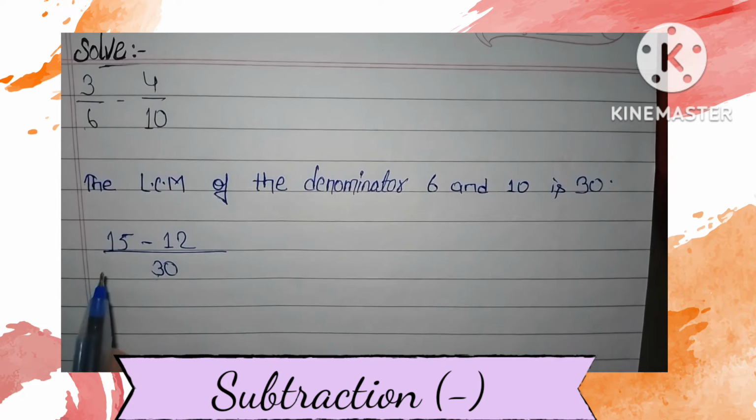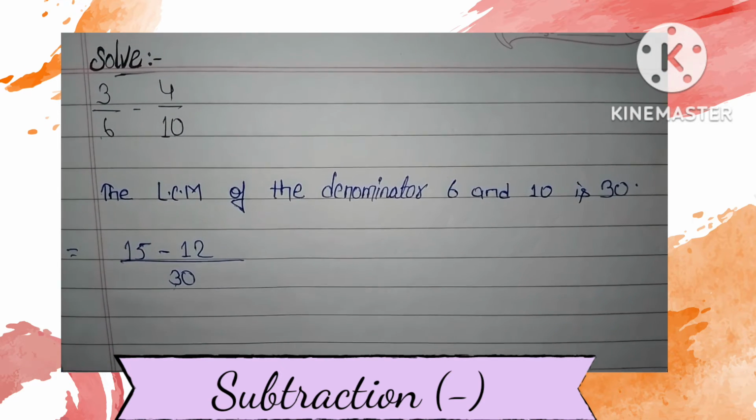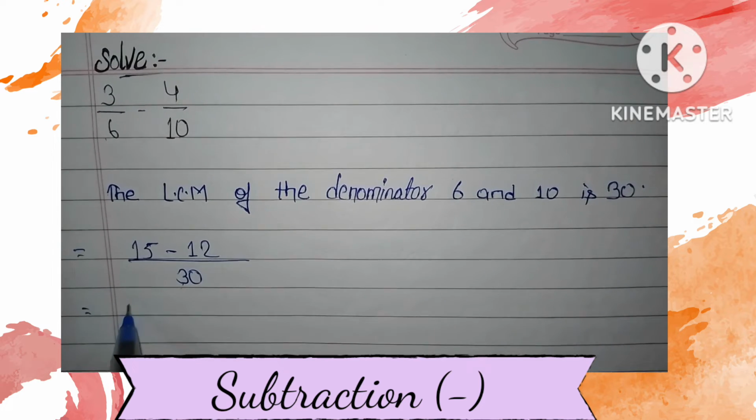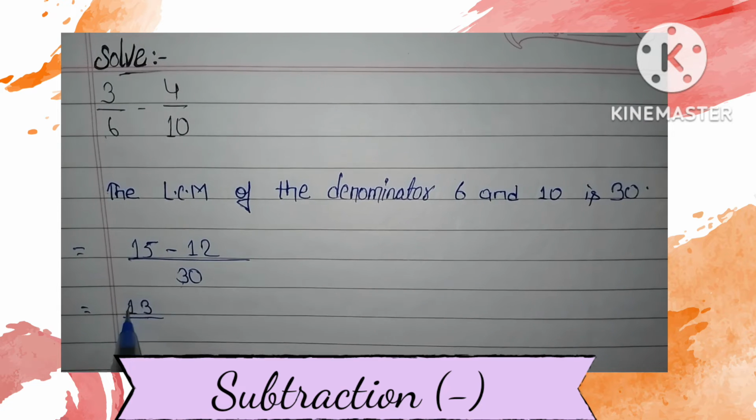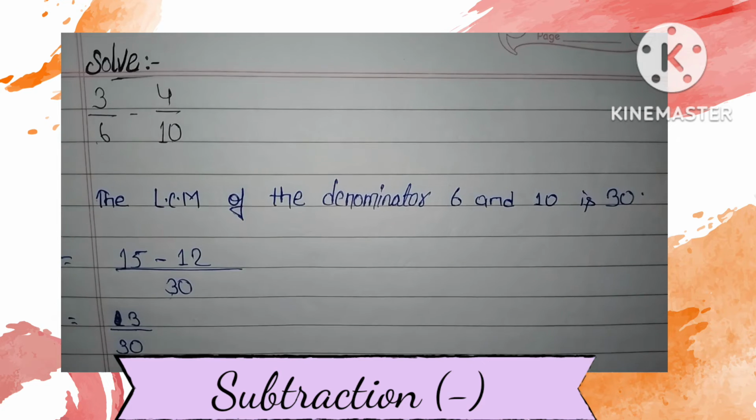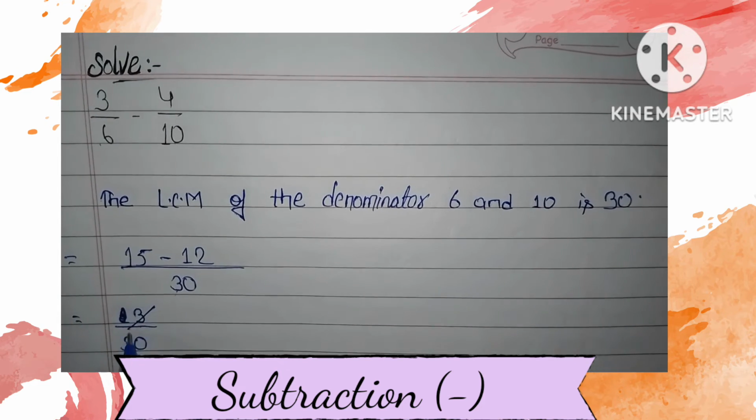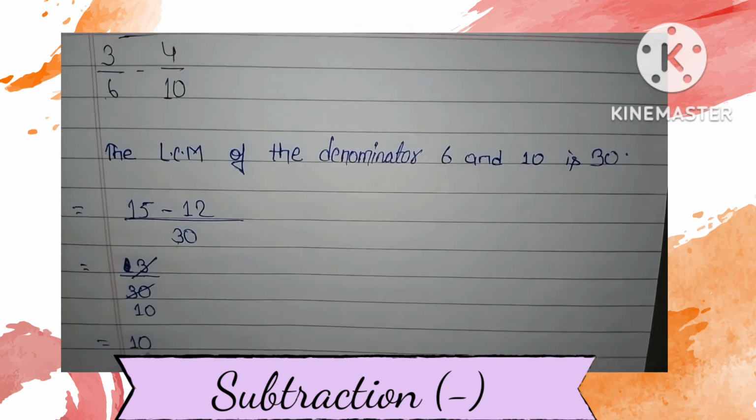And then we have to subtract 12 from 15, which results in 3 over 30. So our answer is 1/10.